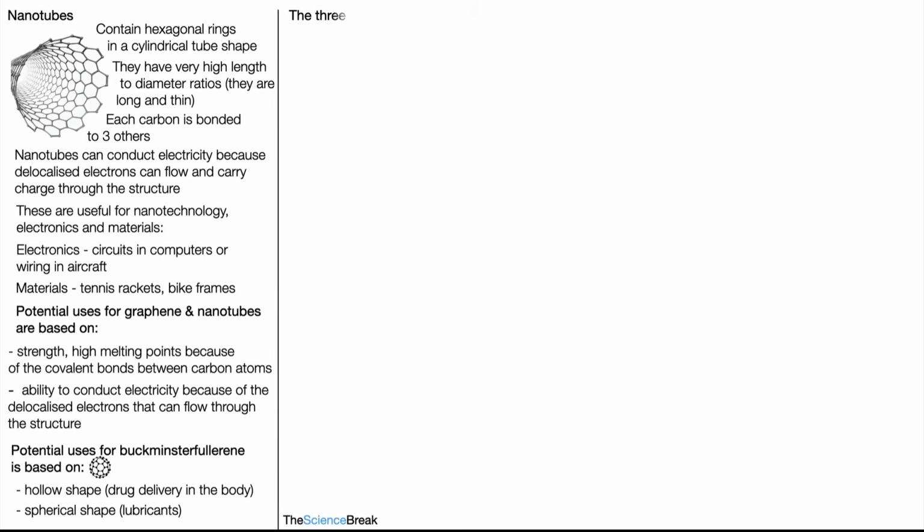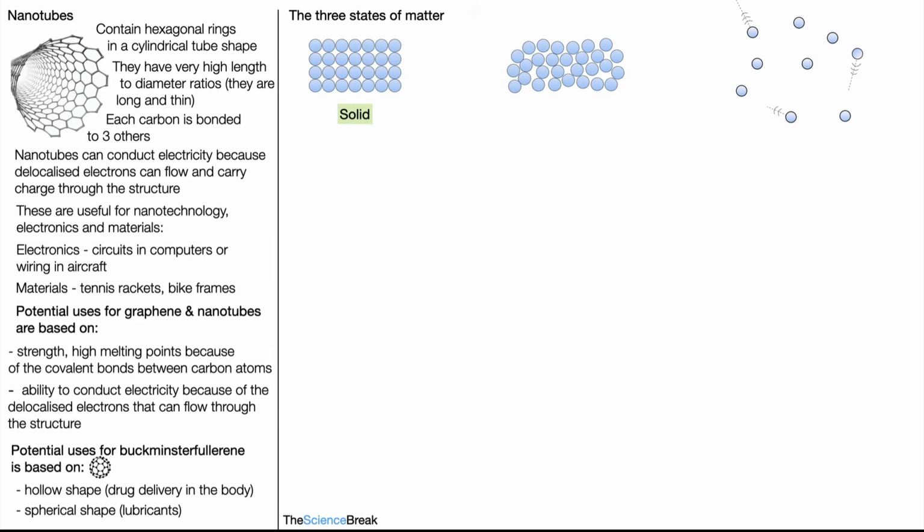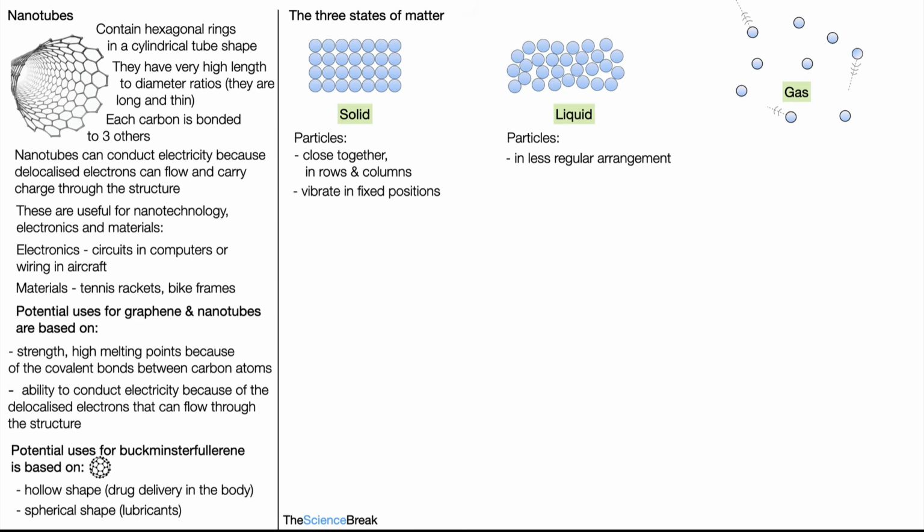We now move on to the 3 states of matter: solid, liquid, gas. In solids, the particles are close together in rows and columns. They vibrate in fixed positions. In liquids, the particles are in less of a regular arrangement and they are free to move around. In gases, the particles are far apart, moving in random directions and at different speeds.